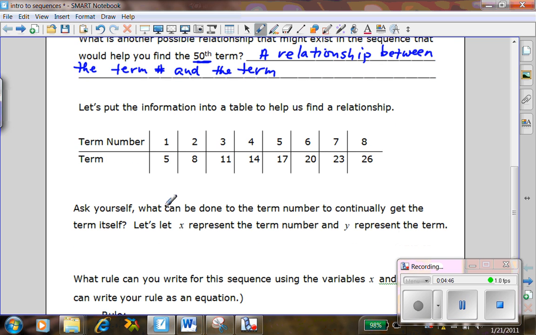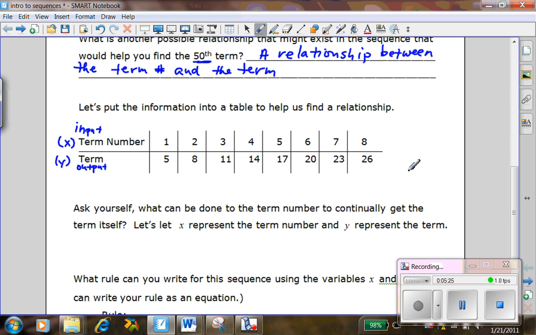So now we have to start asking ourselves, what can we do to the term number to continually get the term itself? So we're going to go back to our good friends, variable x and variable y, to represent these. Now, this is a lot like an input-output table. The term number would be your input, and the term would be your output. So what can we do to these numbers that will get us these outputs right here? So that means the term number is going to be represented by x, and the term will be represented by y.